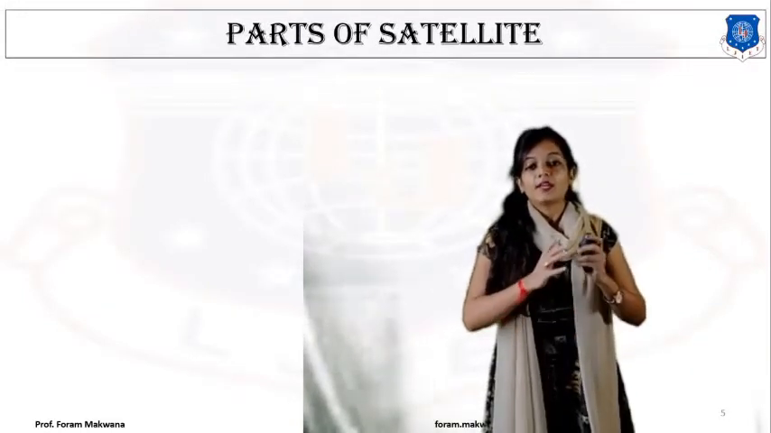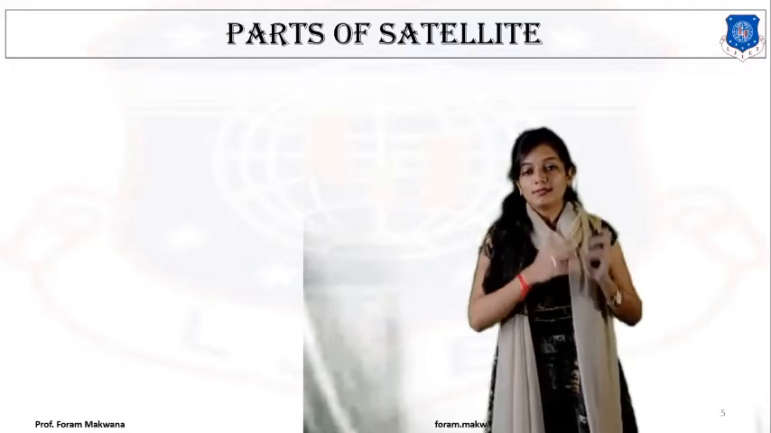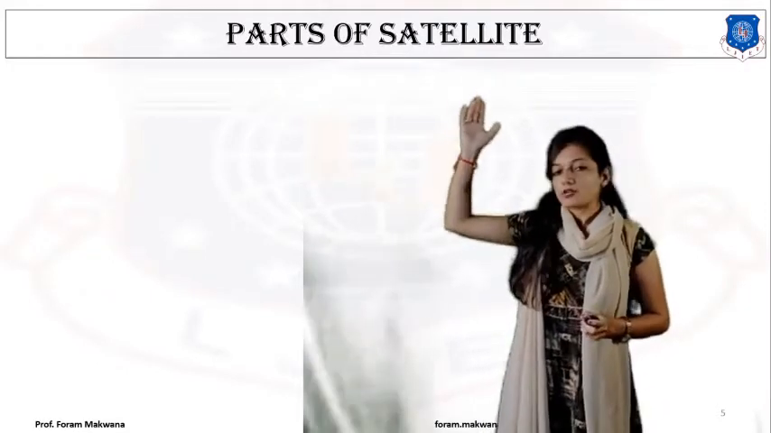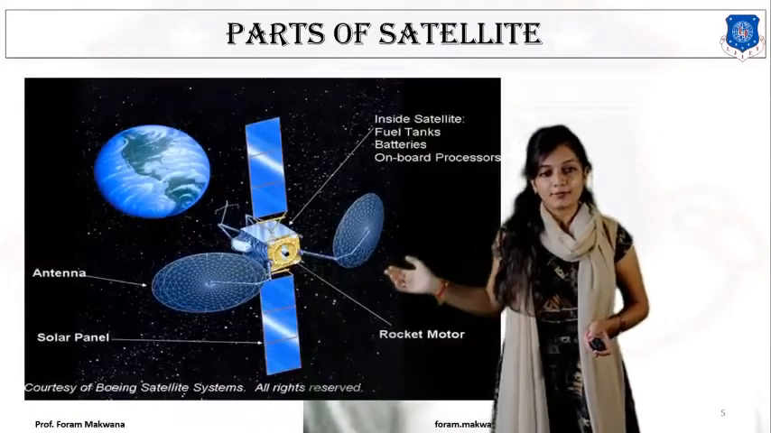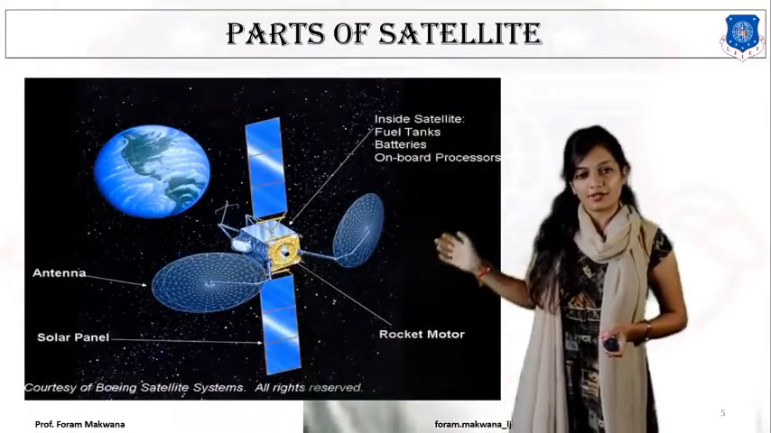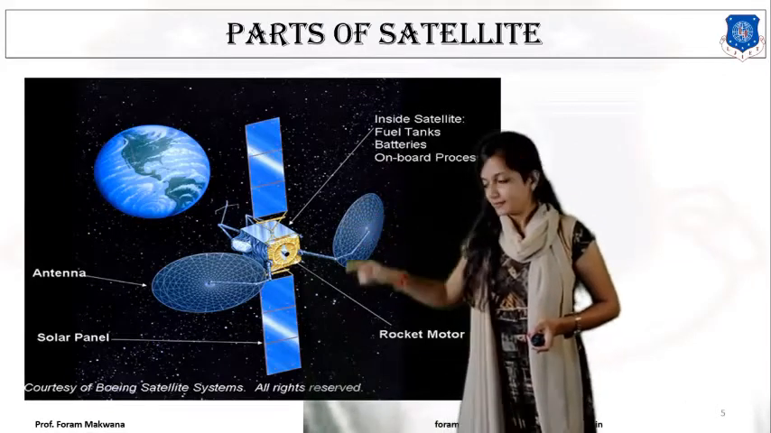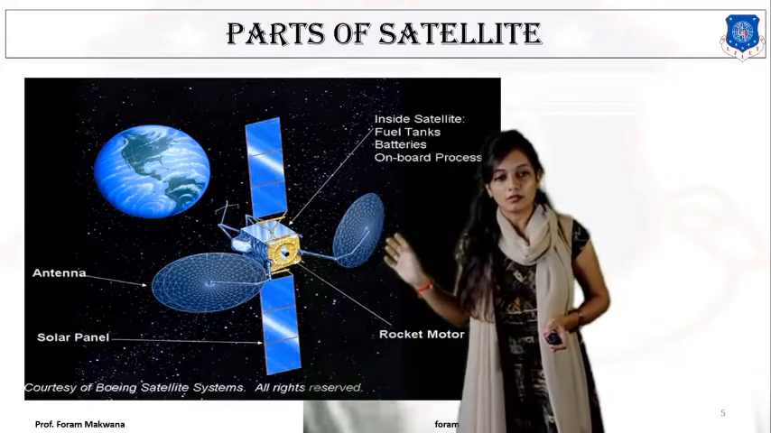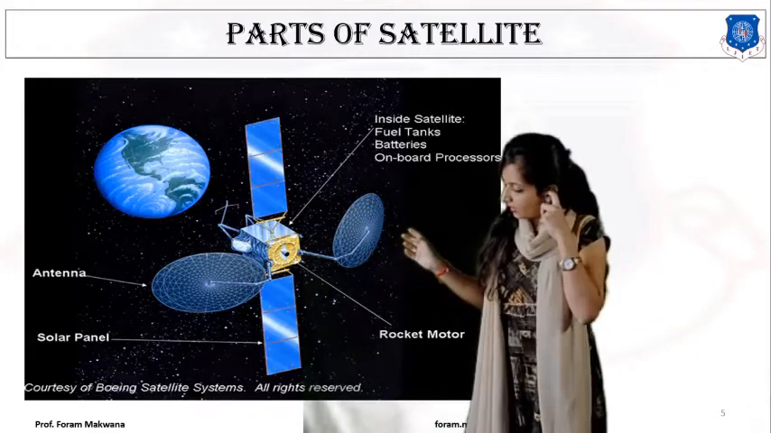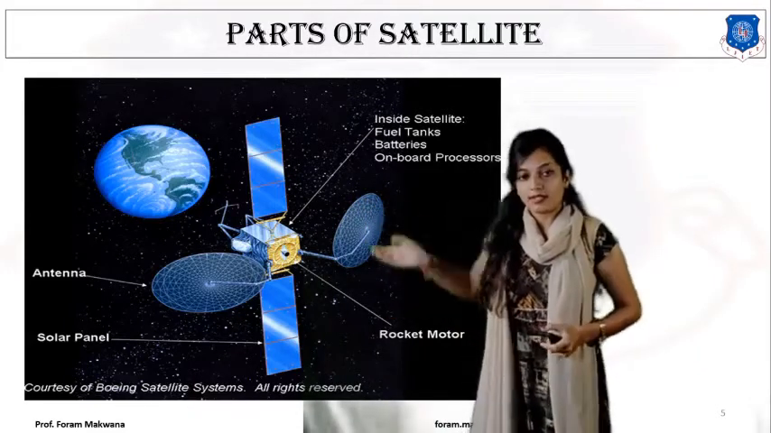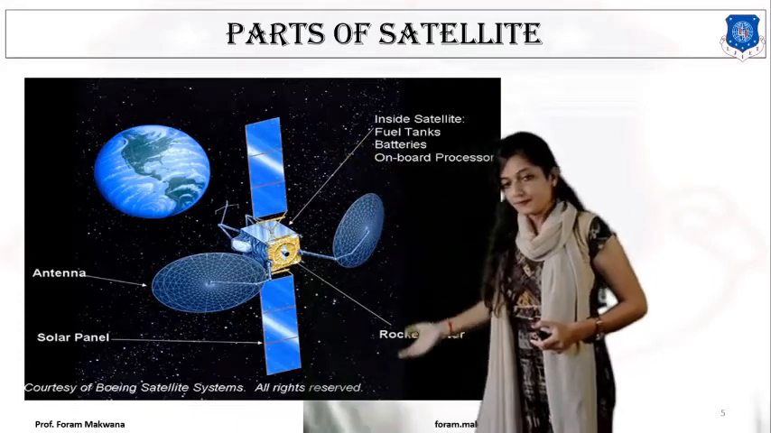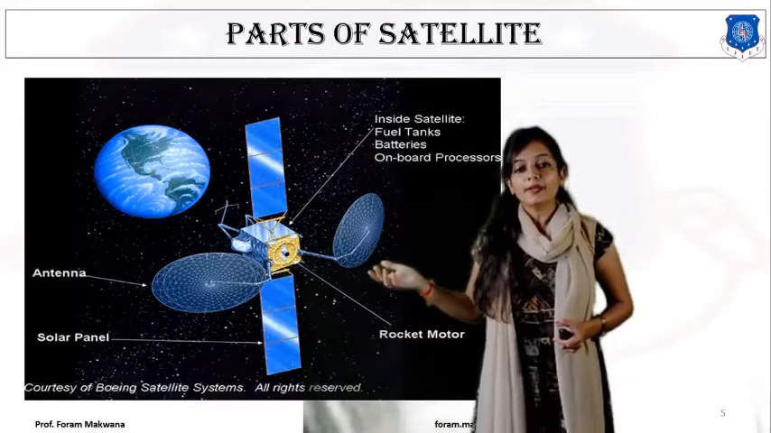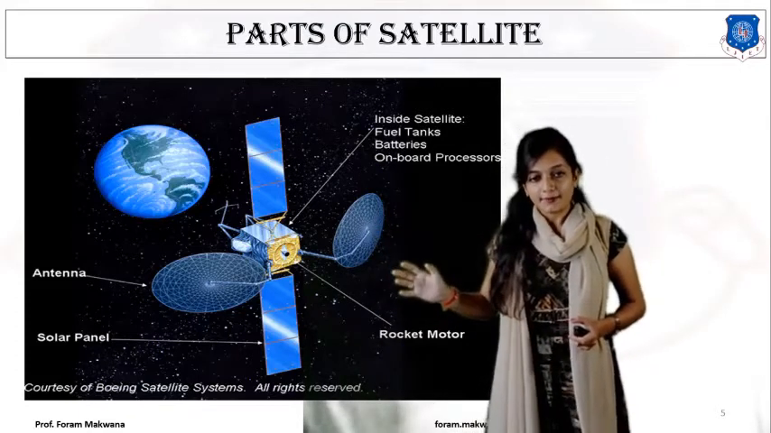Now, as I have shown you the image of a satellite, we are going to focus on the parts of a satellite. You can see over here that this is our satellite. The blue circle one is our Earth, right? So we can see that there are different parts, like the rectangular one is the solar panel, which is used to provide a power supply to the satellite.